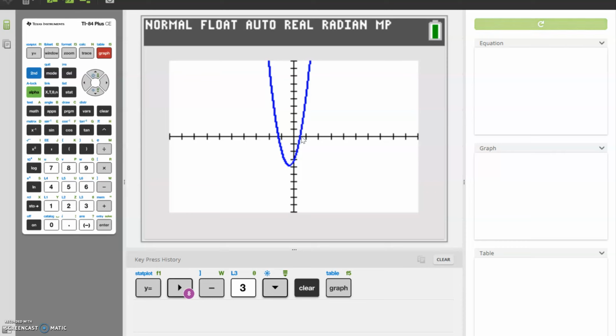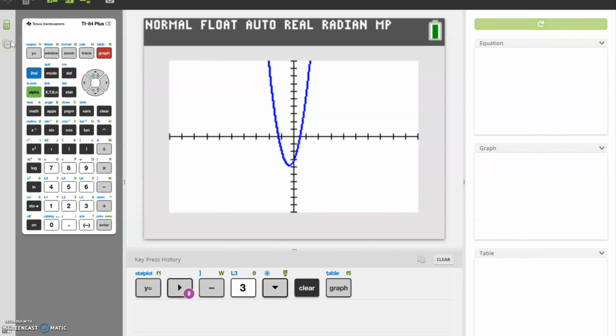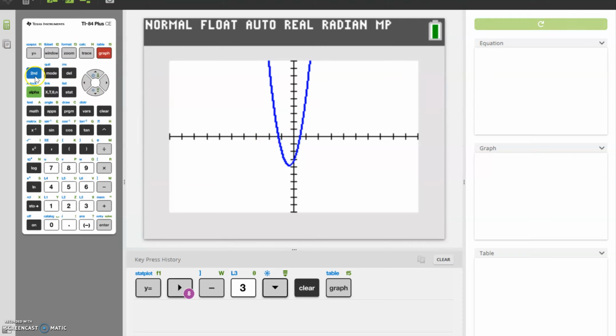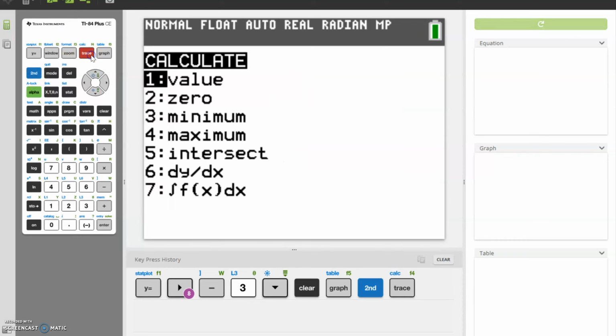These, again, are going to be noted as either x-intercepts, your zeros, or your roots. So keep those in mind. All three of them are referring to the same thing. They're synonyms of each other. In order to find out where they are on the x-axis, because we do not want to eyeball that, we're going to go into second and trace, and we're going to select option 2 for zero.